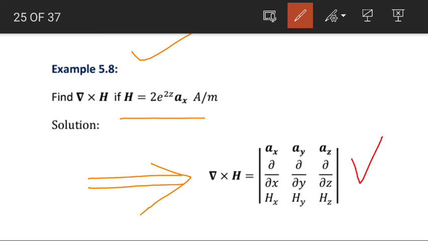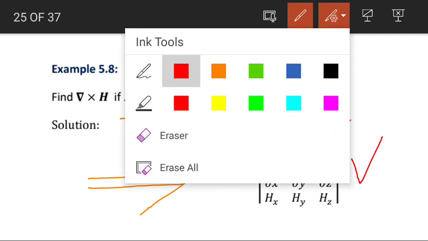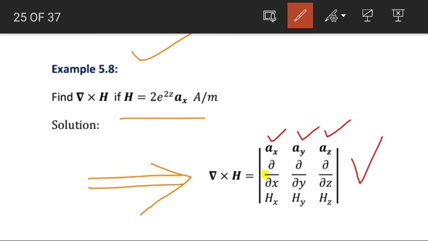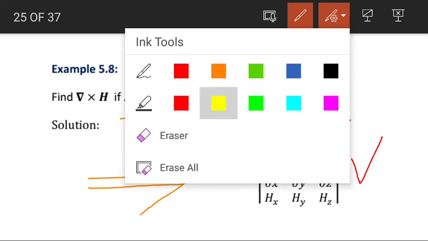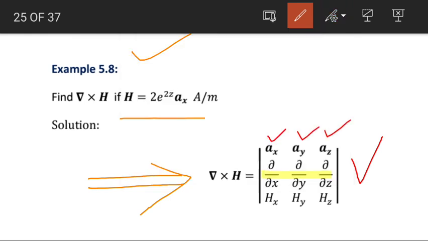So we consider the unit vector ax, the unit vector ay, and the unit vector az in the first row of this determinant. Then we consider del by del x, del by del y, and del by del z in the second row of this determinant. And then we consider the x component, the y component, and the z component of the magnetic field intensity in the third row of this determinant.